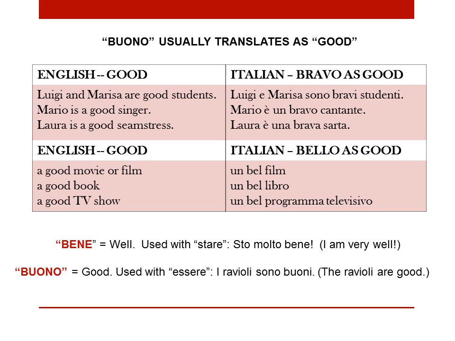Bene is an adverb. Its closest translation is well, as in sto molto bene. Buono, on the other hand, is an adjective. Its closest translation is good, as in i ravioli sono buoni. The ravioli are good.